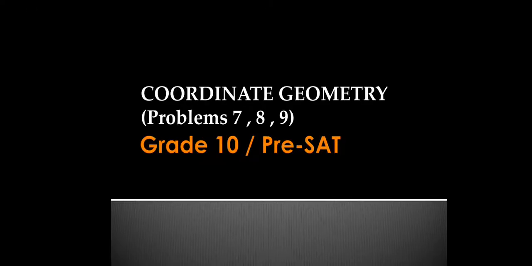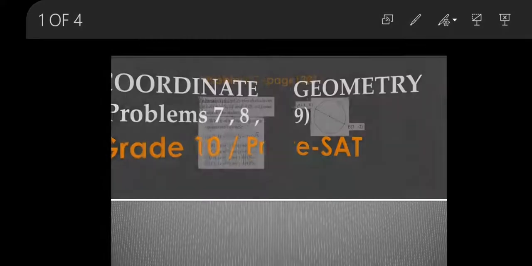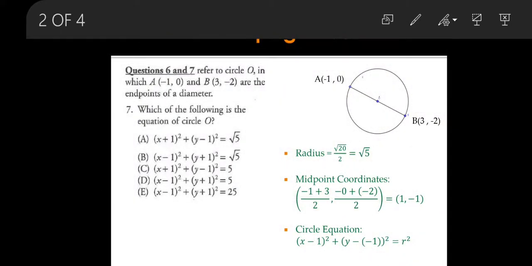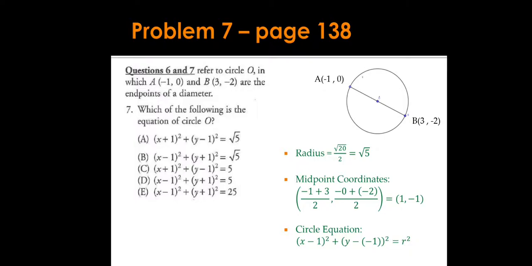Okay, hi again. In this video, we will go over problems 7, 8, and 9 in coordinate geometry on pages 138 and 139. Okay, the first question, number 7. We're referring to the same circle as in the previous question, the circle O, where points A(-1, 0) and B(3, -2) are two endpoints of the diameter. And they ask, which is the equation of the circle?